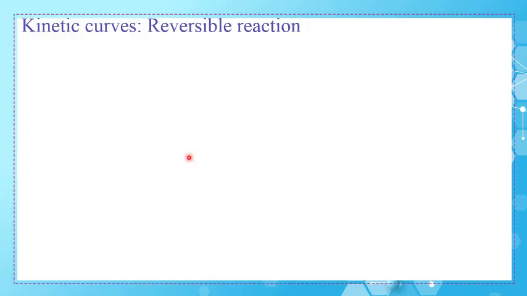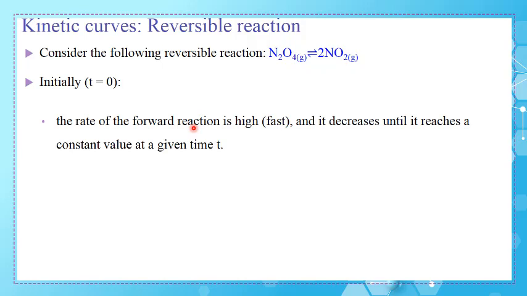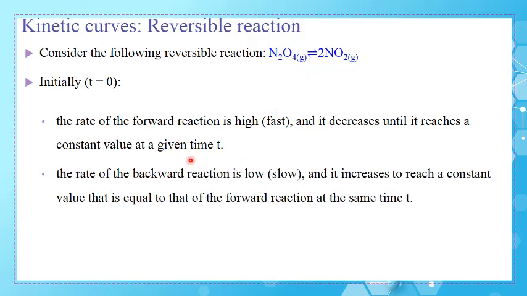Let's start now with the kinetic curves of a reversible reaction. For this reason, consider the following reversible reaction: N2O4 gas gives 2NO2 gas. Initially at time t0, the rate of the forward reaction is high, fast, and it decreases until it reaches a constant value at a given time t. Why does it decrease? Because simply the concentration of the reactants decreases with time, and concentration is a kinetic factor. Pay attention that it reaches a constant value at a given time t.